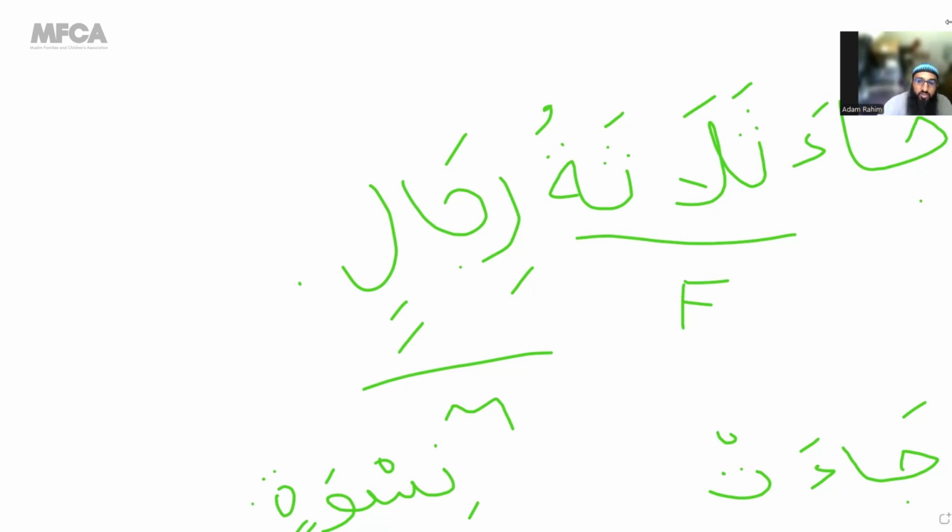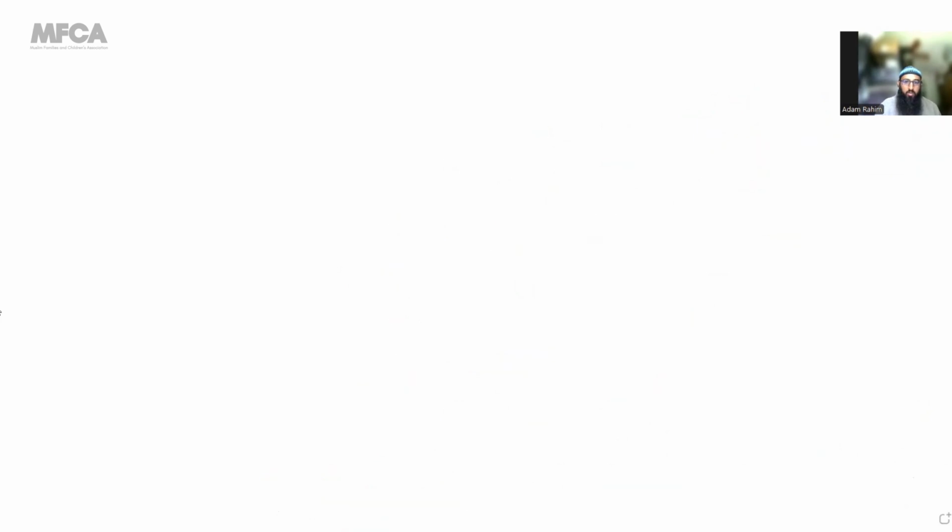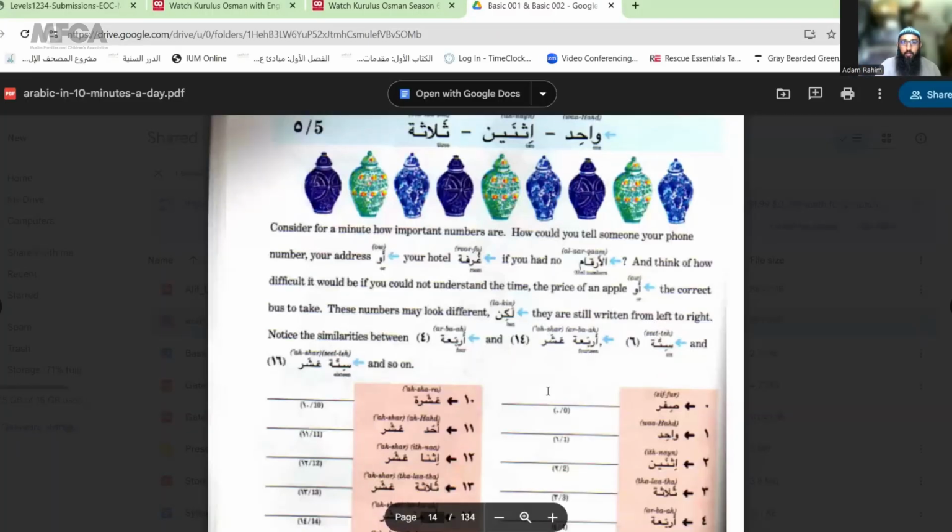So we will say جاءت ثلاث نسوة. Let's take a few more examples for clarity. Let's take a look at some of the vocabulary words. Let's go back to the book. I want to just grab a vocabulary word from the book, so something that we've learned already.